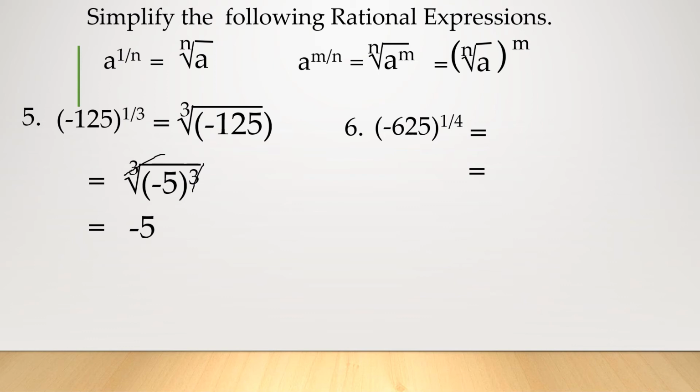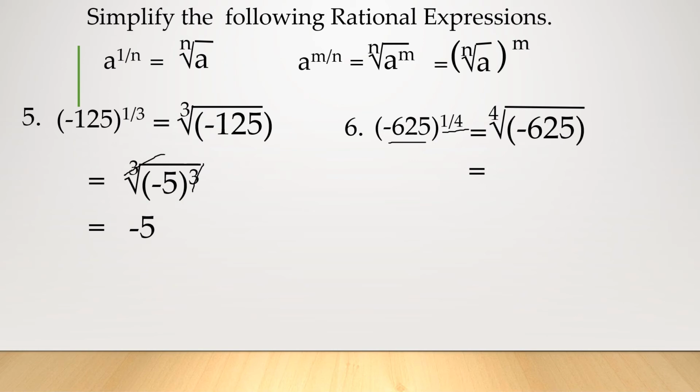Now, what about if I have a negative number raised to 1/4? Remember, if you are multiplying negative times negative, the answer is positive. So here, negative times negative, that's 2 times, the answer is positive. Times negative, the answer is negative. But times the other negative, that's 4 times, the answer is positive. The sign is positive. So what are we going to do here?